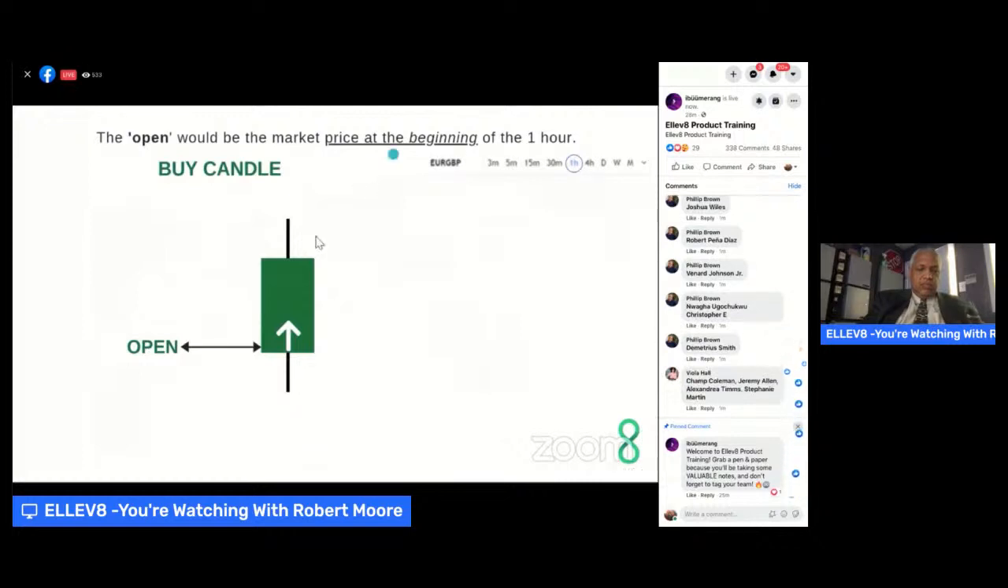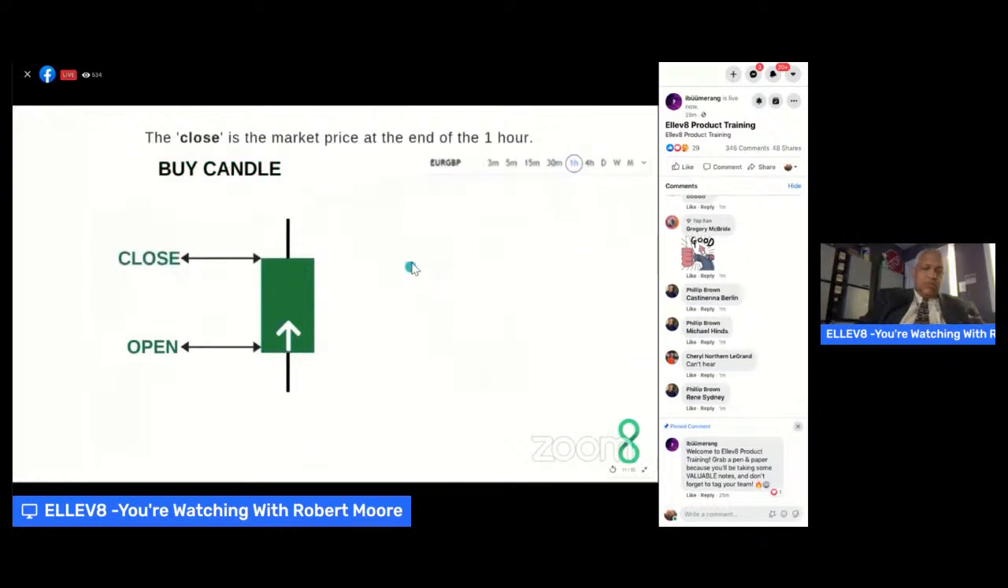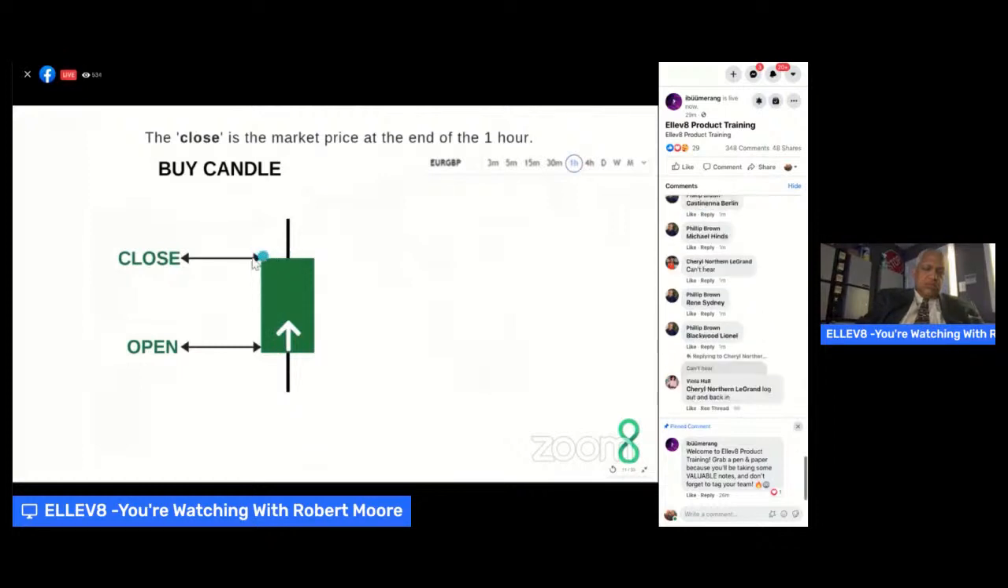So here is a buy candlestick. Let's assume that this buy candlestick represents price movement in 1 hour. When a buy candlestick is forming, price opens at the bottom. The open will be the market price at the beginning of that 1 hour. So exactly when that candlestick starts to form, that's where the open of the buy candlestick is. Now when the buyers push the market up and the candlestick finishes forming, the close of the buy candlestick will be at the top of the bar.